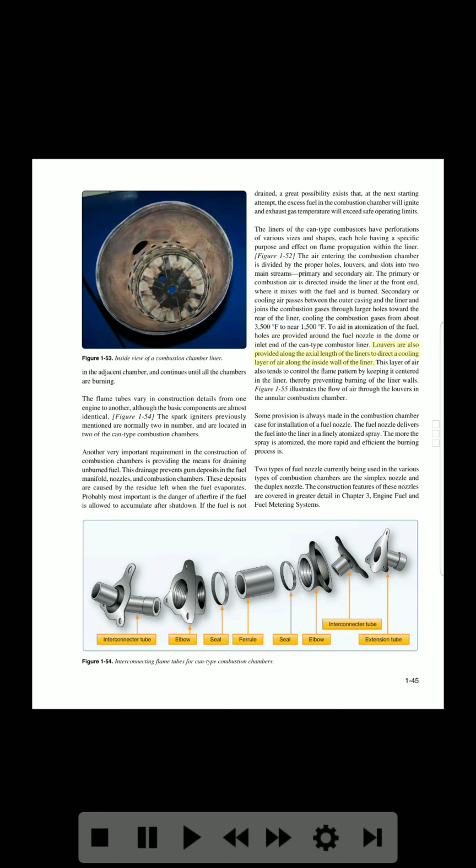Louvers are also provided along the axial length of the liners, to direct a cooling layer of air along the inside wall of the liner. This layer of air also tends to control the flame pattern by keeping it centered in the liner, thereby preventing burning of the liner walls. Figure 1-55 illustrates the flow of air through the louvers in the annular combustion chamber.